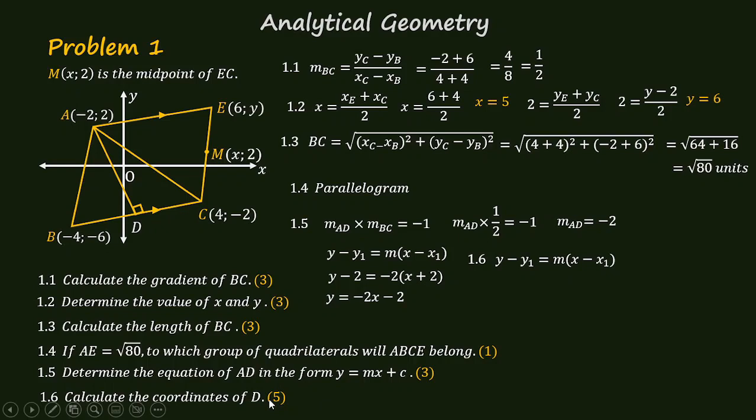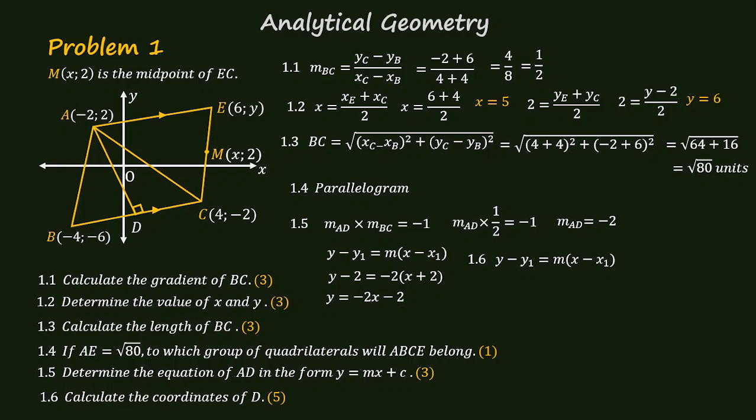So the marks, we have 5 marks to work on this problem, and you realize that finding the equation of BC will be part of this problem. We already have the equation of AD. It's y equals -2x minus 2. So now all we have to do is to find the equation of the straight line BC.